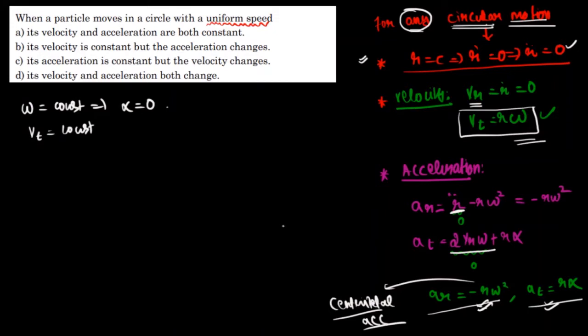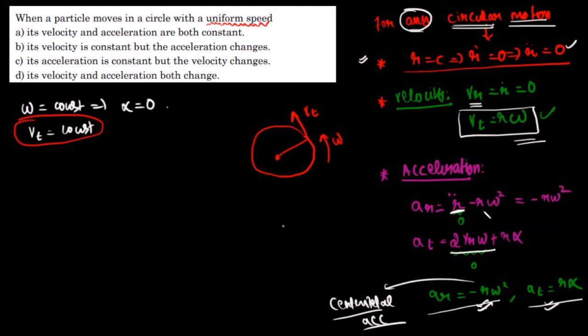So the tangential velocity will be constant. Now coming to acceleration, let me draw the diagram. If this is the circular path, then this is going to be my tangential velocity Vt, right? And it is rotating with a constant angular velocity omega.